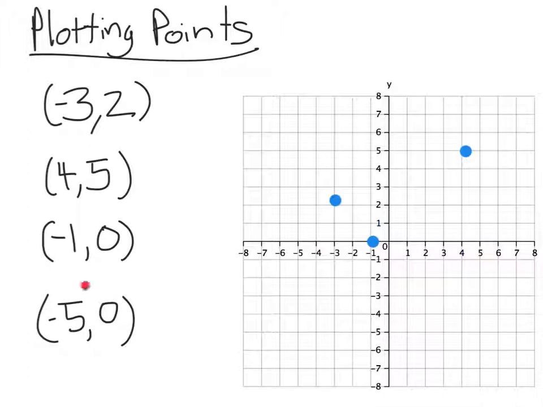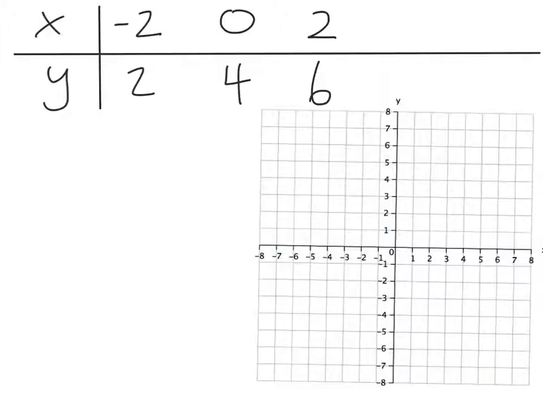Lastly, we have negative 5, 0. That means negative 5 in the x direction, left 5, and 0 in the y direction. That means we're not going to go up or down again. So starting at 0, we're going to go left 5, and then up or down 0. That means we stay there, and that will give us the point negative 5, 0. And that's how you plot points in the XY plane.